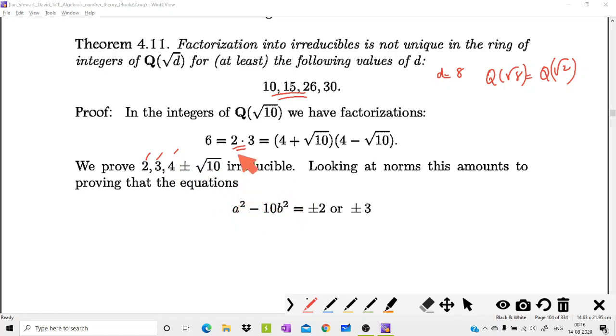So a general element of the ring of integers of Q of root 10 has norm a square minus 10 b square. Here you cannot prove this as easily as in the previous theorem because here we have the negative sign. In the last theorem we had a square plus 5 b square, which we know is always a positive number. So whenever mod b is greater than 1, we can say that this is always greater than or equal to 5. Here we cannot use the same argument. So that's why it is a little bit tedious to prove that these are irreducibles.